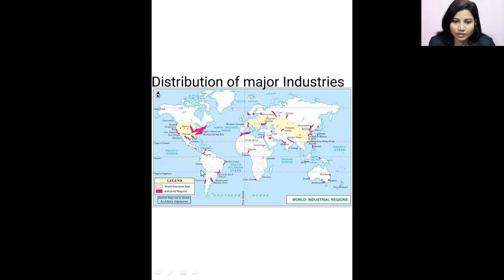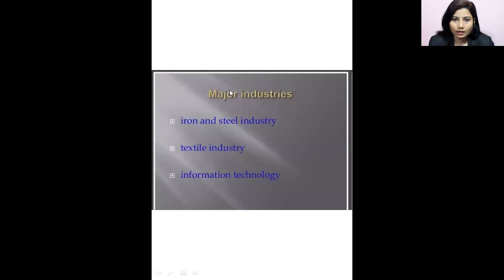All the places which we have just discussed are the industrial regions of the world, whether Mumbai, or North America, or Europe, all the places are the industrial regions of the world in the industrial belt as well. Here are some of the major industries: iron and steel industries, textile industries, and information technology. These are the major industries of the world.